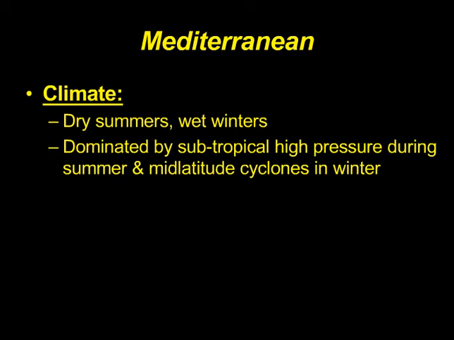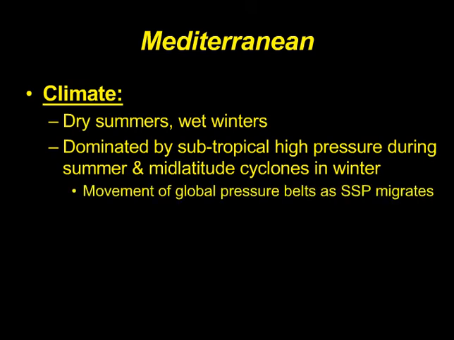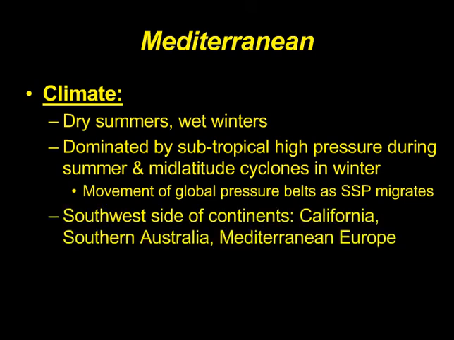And as that subtropical high pressure migrates further back towards the equator, this area is then affected by mid-latitude cyclonic activity. So then you see a much different precipitation characteristic with a much wetter winter than you'd find during the high pressure that dominates in the summertime. Like I said, this is all due to the movement of those global pressure belts, which we're going to see illustrated in some graphics that follow.